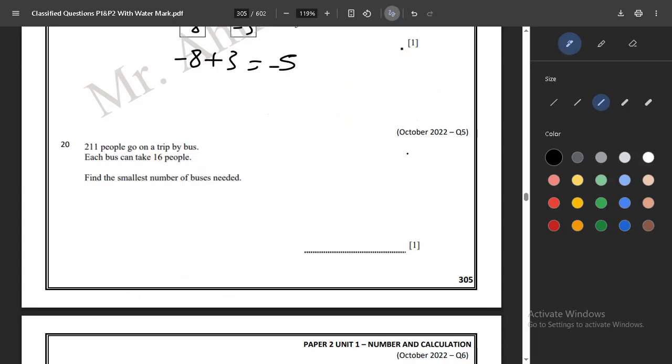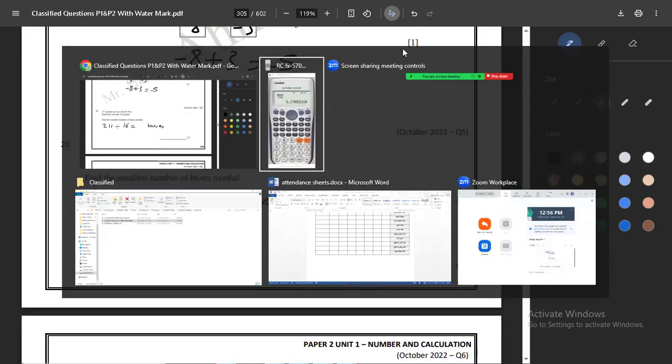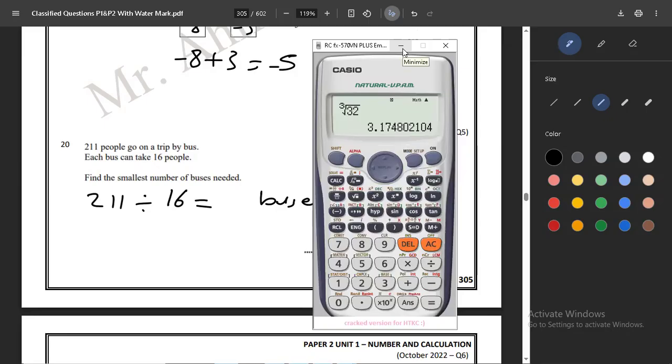211 people go on a trip by bus. Each bus can take 16 people. Find the smallest number of buses that is needed. So here I'm going to say 211 people divided by 16 is going to give me the number of buses. So let's do this using the calculator. 211 divided by 16. SD to make it a decimal.